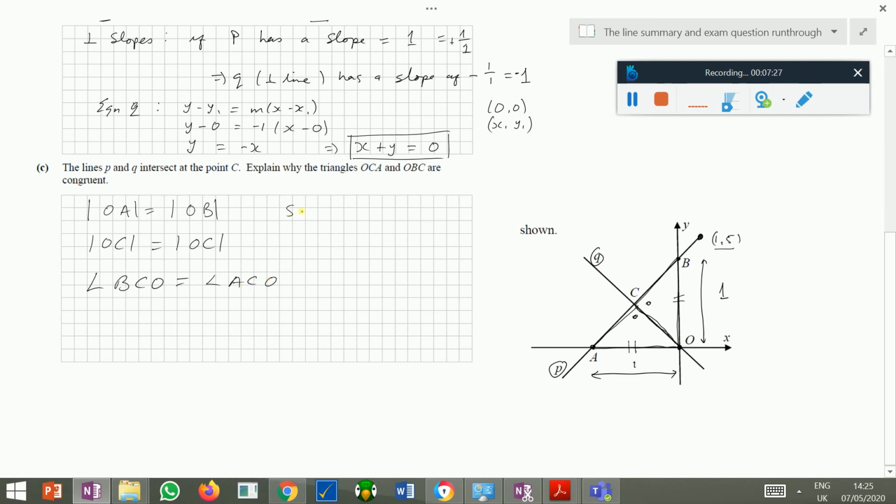So we have proven a side is the same, another side is the same, and then an angle is the same, which is enough to prove congruent. That implies the triangles are congruent. And we say side, angle, side. Okay, thank you.